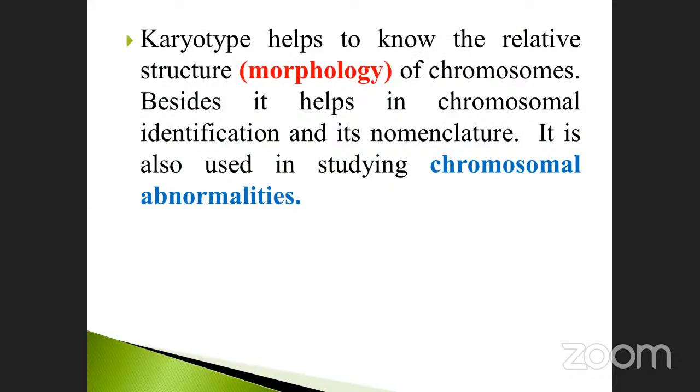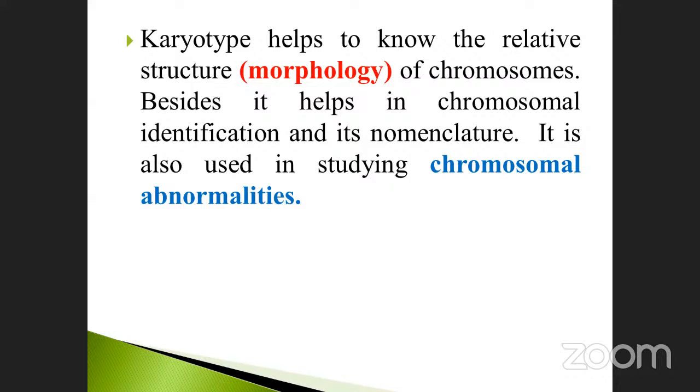The karyotypes help to know the relative structure and morphology. Karyotype means the set of chromosomes carried in the nucleus. We can easily identify the structure and morphology of the chromosomes. Besides, it helps in chromosomal identification and its nomenclature. It is also used for studying chromosomal abnormalities.